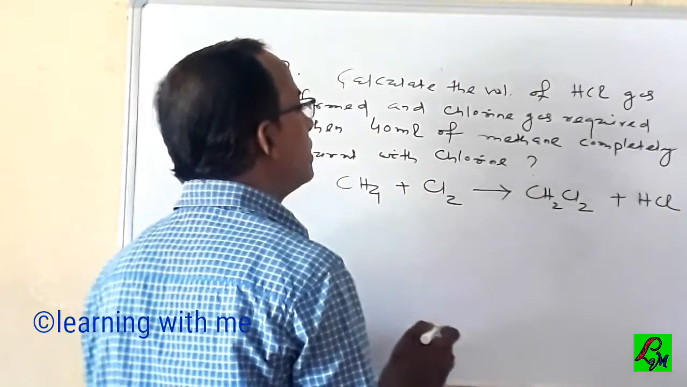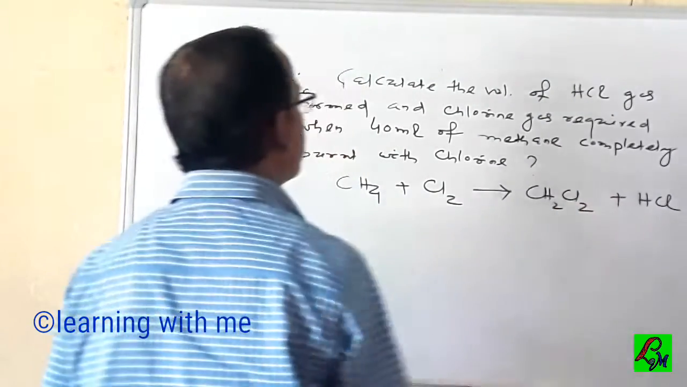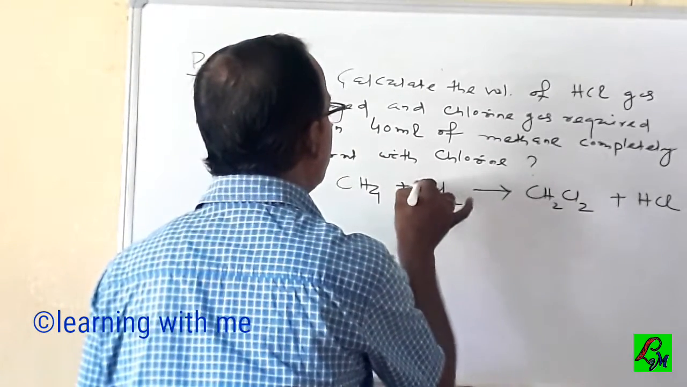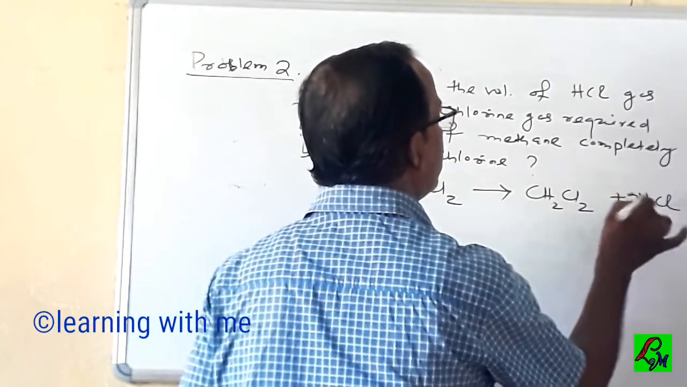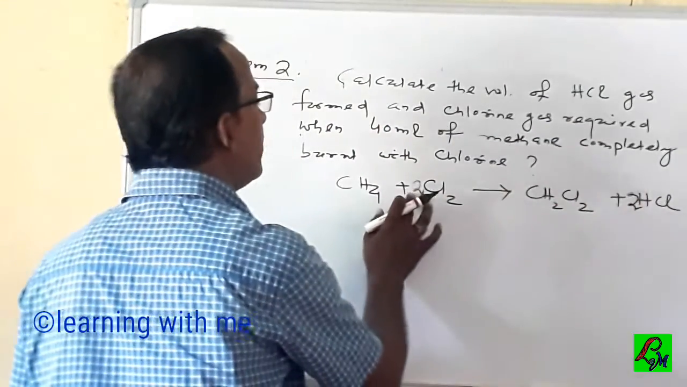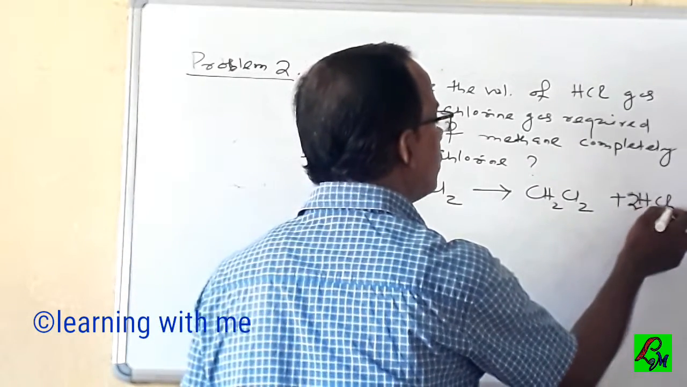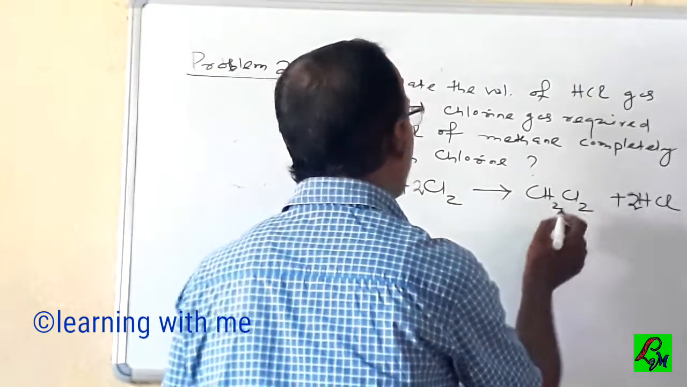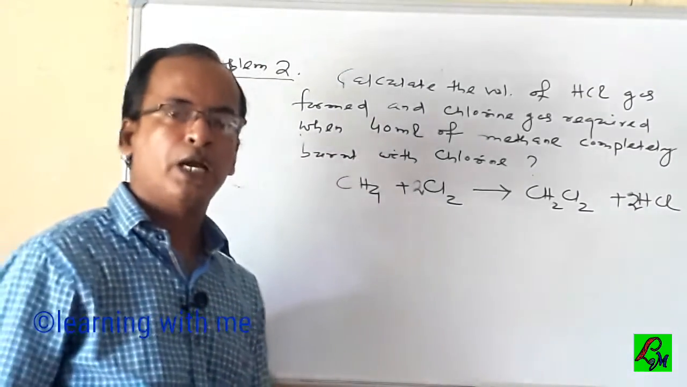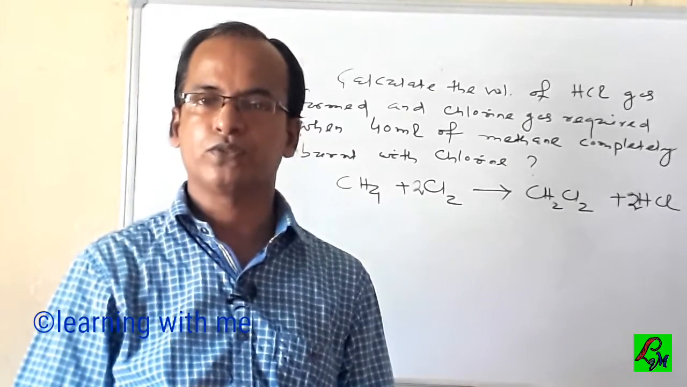To balance this, chlorine on the product side is 2 plus 1, 3, but on this side only 2. So multiplying by 2 here and by 2 there, it is balanced. Hydrogen 4, that side also 4, and chlorine 2 into 2 is 4, and on this side also 2 plus 2 into 1 is 2, so 2 plus 2 is 4, and carbon is 1 on both sides. So now the equation is balanced, and now we can solve the problem.